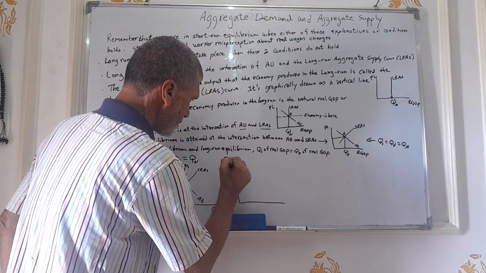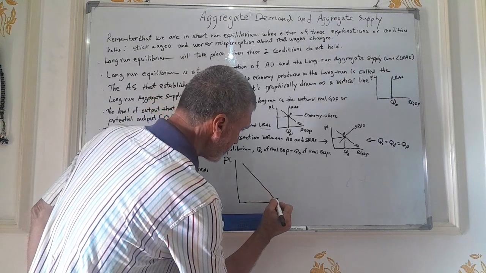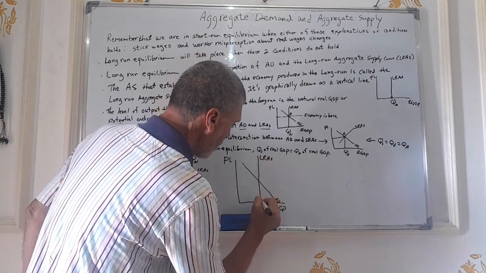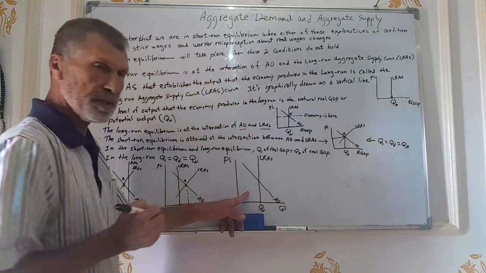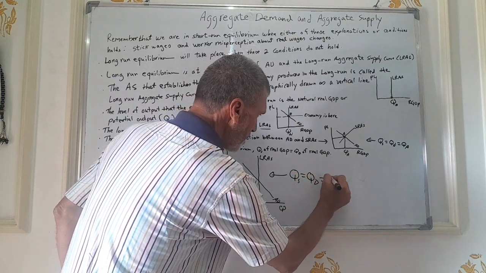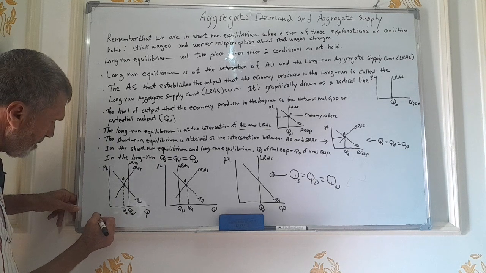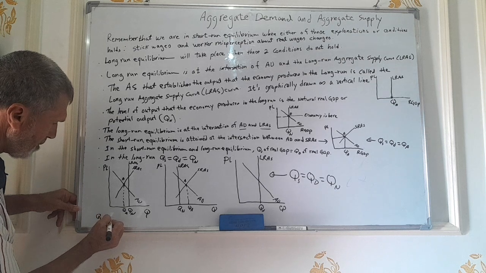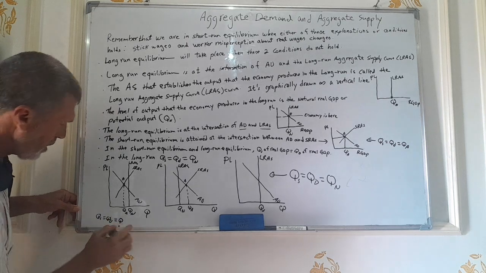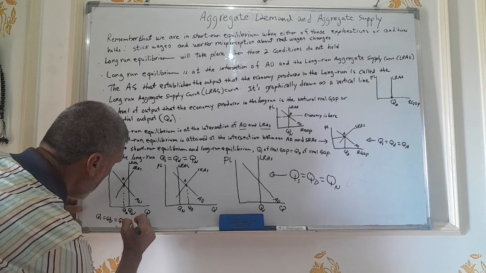As you can see over here, this is the price level. This is Q, the real GDP, and this is aggregate demand. And this is long run aggregate supply, and this is QM. Over here, quantity supplied equals quantity demanded, equal to QM. However, over here, quantity supplied equals quantity demanded equals QA, and that is less than QM.